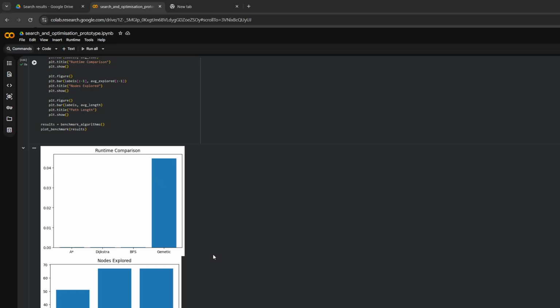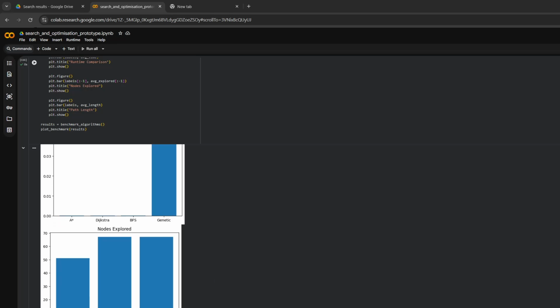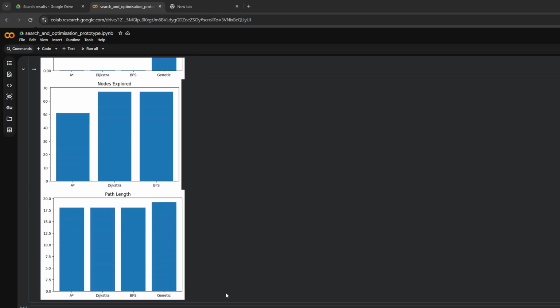But obviously, this is a very simple solution. There's only a handful of nodes here that it's trying to find its way between. So do not take this at face value. Obviously, this can scale potentially infinitely. It can be very long. Not just that, you've got the nodes explored where A* is the best. Obviously, genetic algorithm performed worse. And then you've got the path length.